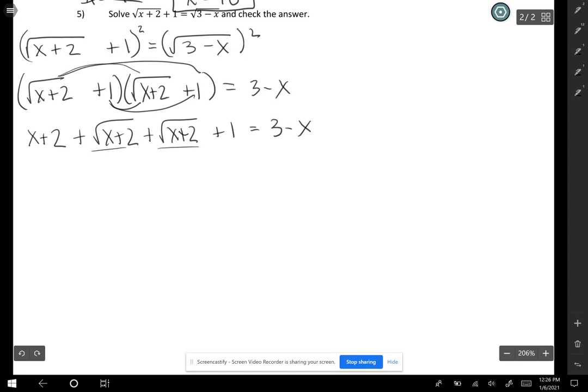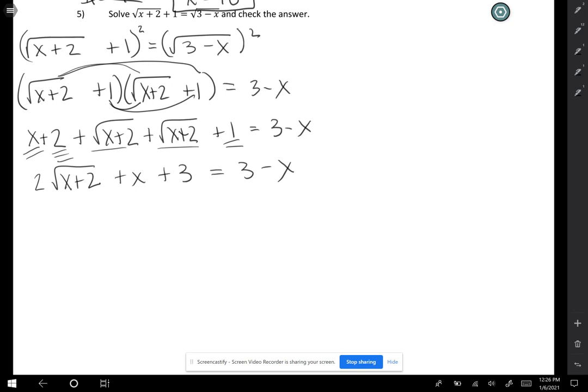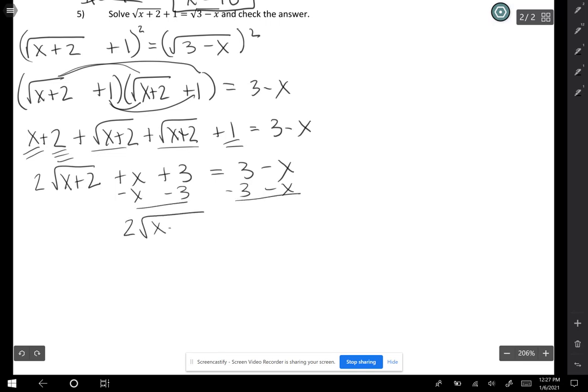I am going to combine those square roots. So I have 2 square roots of x plus 2, and then I have plus x, and then I have 2 plus 1, which is a plus 3. And that's equal to 3 minus x. Now at this point, I'm going to go ahead and move the x over by subtracting it and the 3. So I get 2 times the square root of x plus 2 equals negative 2x.